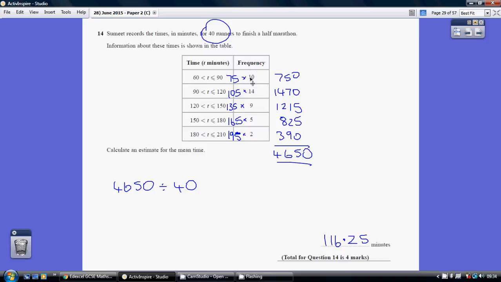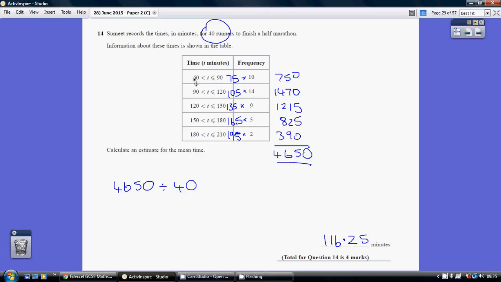Now, how long did these 10 runners actually take? Well, we don't know. They took something between 60 and 90. And this is where the estimating comes into place. We've just got to assume they took the average time, so the midpoint, halfway between 60 and 90, which is 75. Best way to work out the midpoint, well, just add the two numbers together and halve it.